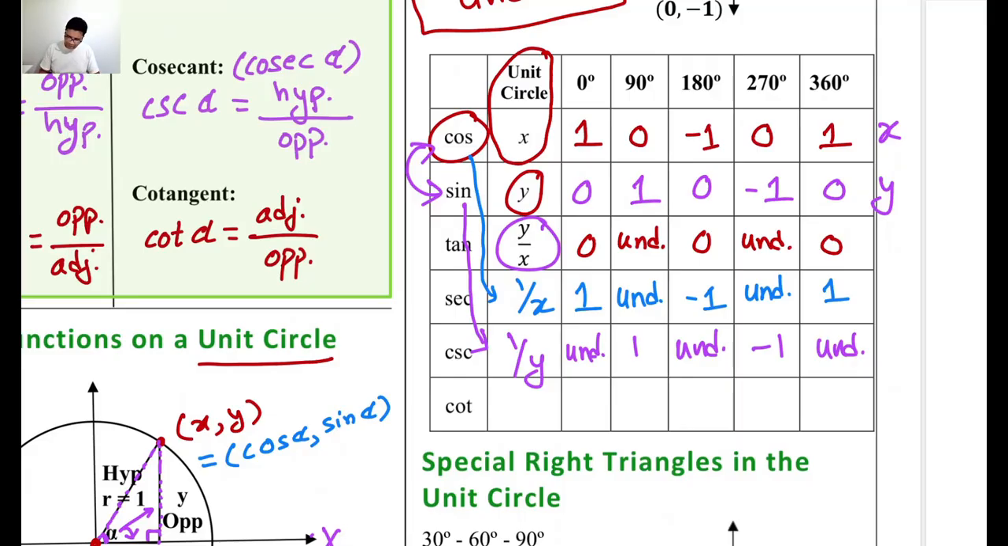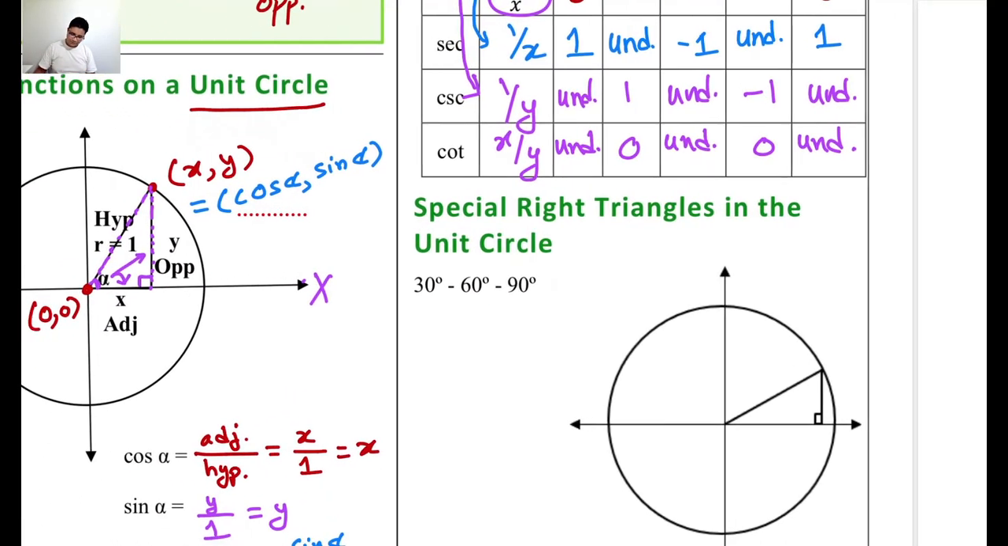Finally, for cot, you can do the reciprocal of tan, which is x over y. So where there is 0, its reciprocal is undefined. Where it is undefined, now that's the understanding, undefined is plus infinity or minus infinity. So when you take the reciprocal, 1 over that, it becomes 0. Okay, undefined, 0. So these are the trigonometric ratios on the quadrantal angles.